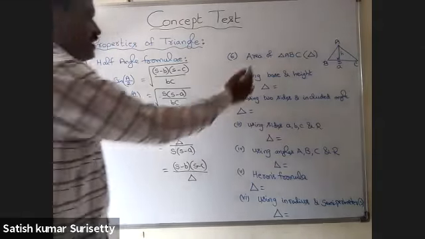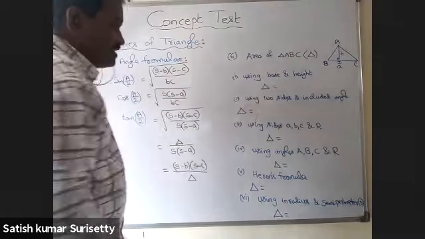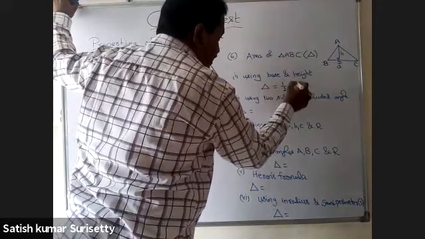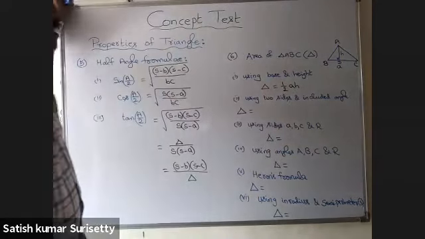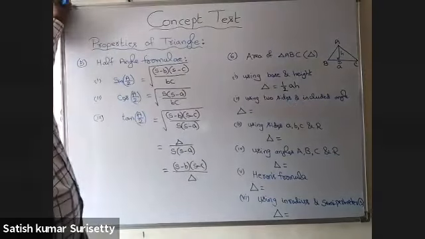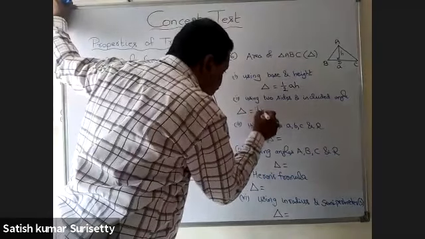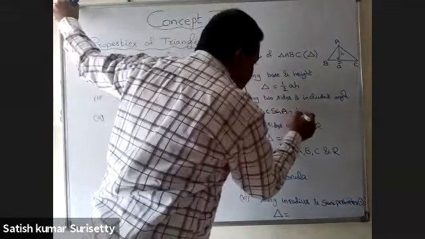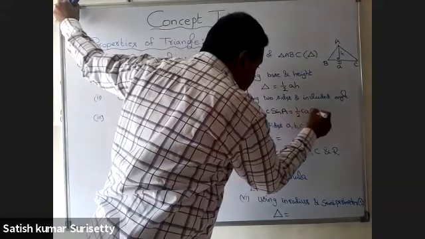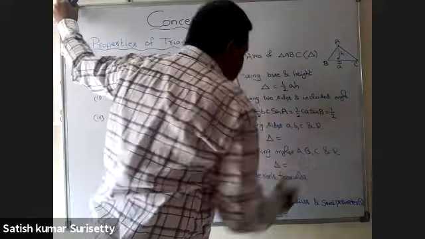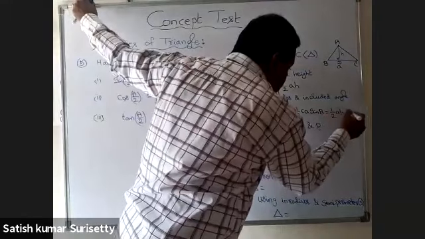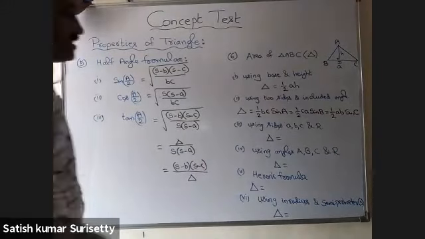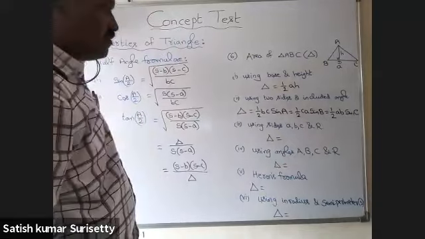Next, area of triangle ABC. Number 1, using the base and height, that is half into base a and height h. Using two sides and included angle: half bc sin A, half ca sin B, half ab sin C. Next, using the sides a, b, c and circumradius R.